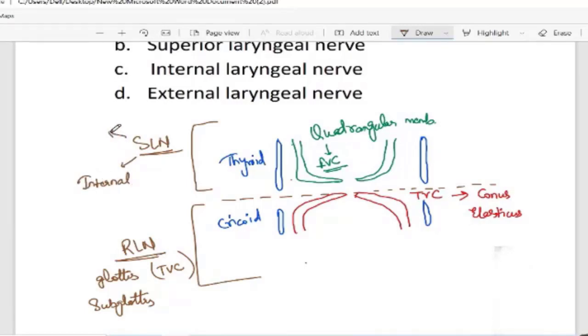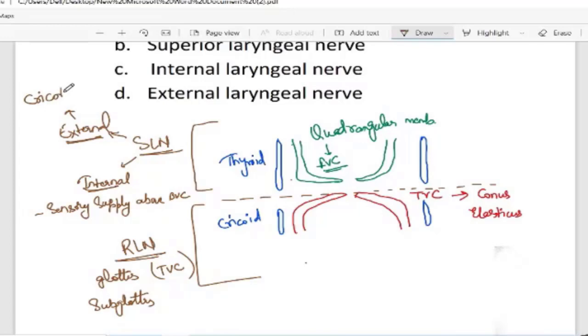The superior laryngeal nerve has two branches, internal and external. The internal branch is the sensory supply above the level of the vocal cords. The external branch is supplying the muscle known as the cricothyroid muscle, and this cricothyroid muscle is the main tensor of the vocal cords.